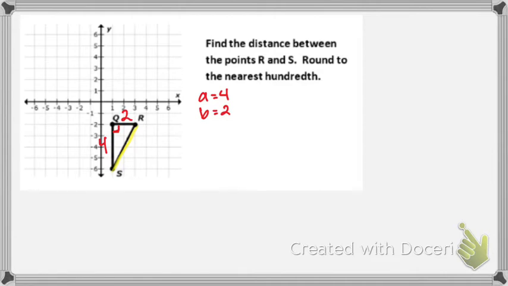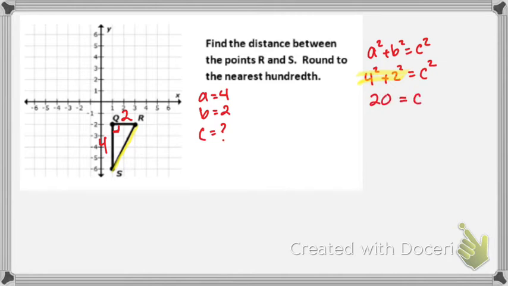That means C, we don't know what that is. Our formula is A squared plus B squared equals C squared. A squared, we decided to make it 4. It could be 2, because it's also a leg. Plus 2 squared equals C squared. I don't know what C squared is, so I'm just going to leave it as C squared. We can put this into our calculator, and we should get 20. And that is equal to C squared.